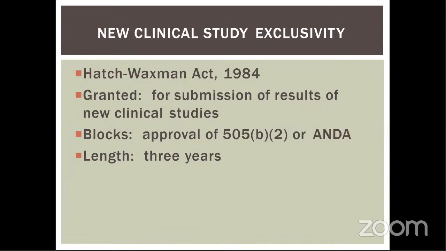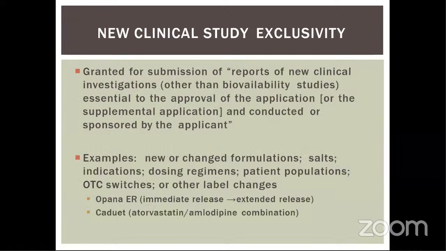NCS exclusivity, new clinical study exclusivity, total time it will take 3 years, and that is according to the approval of 505(b)(2) or ANDA, and this is granted for submission of results of new clinical studies. New clinical study exclusivity is according to the Hatch-Waxman Act 1984. It is granted for submission of reports of new clinical investigations, other than bioavailability studies, that you have to mention, which is essential.